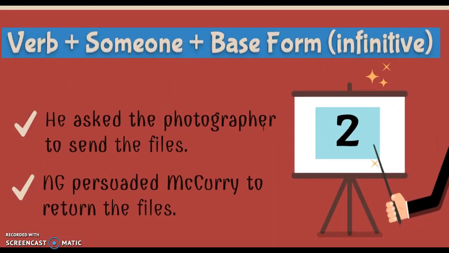The second pattern is verb plus someone plus base form or infinitive. For example, he asked the photographer to send the files. In this case, you can see someone is someone specific, the photographer and McCurry. You can see the first verb here, asked, conjugated in past, and the last verb in base form.